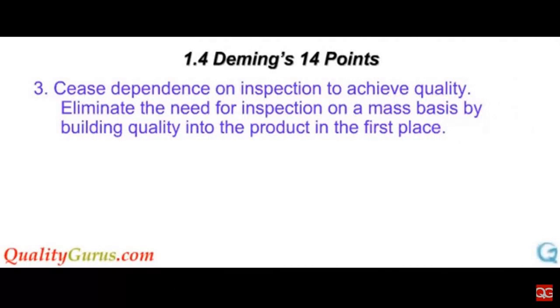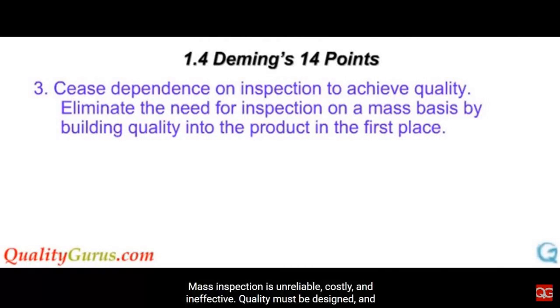Quality does not come from inspection. Mass inspection is unreliable, costly, and ineffective. Quality must be designed and built into the processes, preventing defects rather than attempting to detect and fix them after they have occurred. To truly cease dependence on inspection, you must bring your process into control. Once you build quality into your product, you do not need all of the inspectors to segregate bad products.